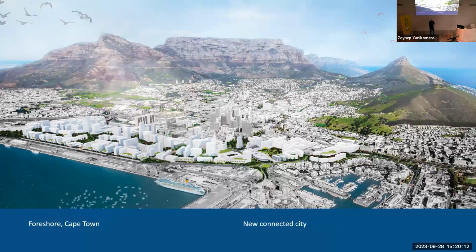The problem is a bit that the people in the competition ask for an icon. We don't have an icon. Cape Town already has one, that's Table Mountain. We just should create good urban fabric and good landscape.